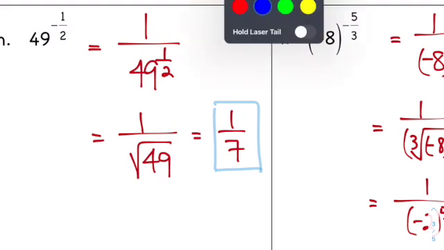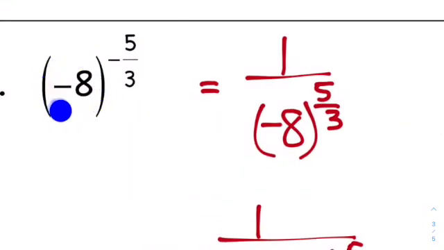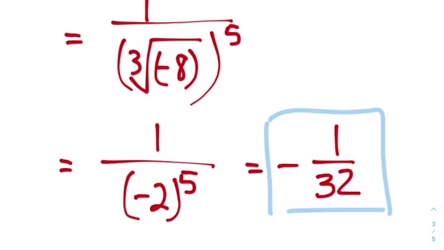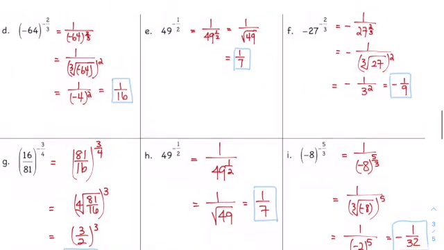On the next one, you have a negative 8 in the parentheses, so the negative 8 has to stay in the parentheses. Flipping it, since this is in the numerator, it's going to be 1 over it in the denominator when you flip it. 5 over 3 stays the same. The index number is 3 and the exponent is 5. When you work it out, the cube root of negative 8 is negative 2 to the fifth power. You still will have a negative sign because there are 5 of them. And then 2 to the fifth power is 32. That concludes the negative exponents.